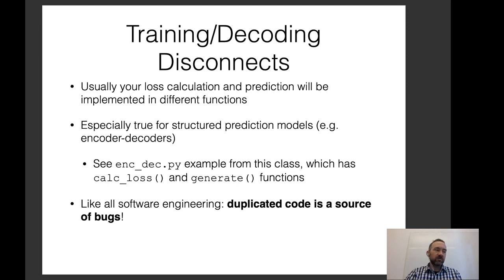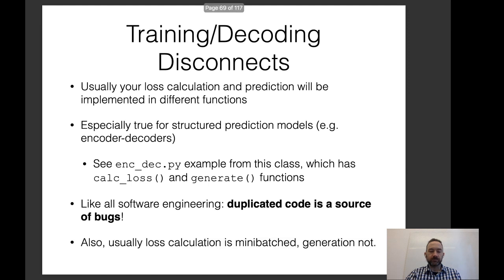So like all of software engineering, duplicated code can be a source of bugs, so this is something you want to check carefully. Also, usually loss calculation is mini-batched, whereas often generation code is not. So because of this, you might also have differences between mini-batched code and non-mini-batched code.